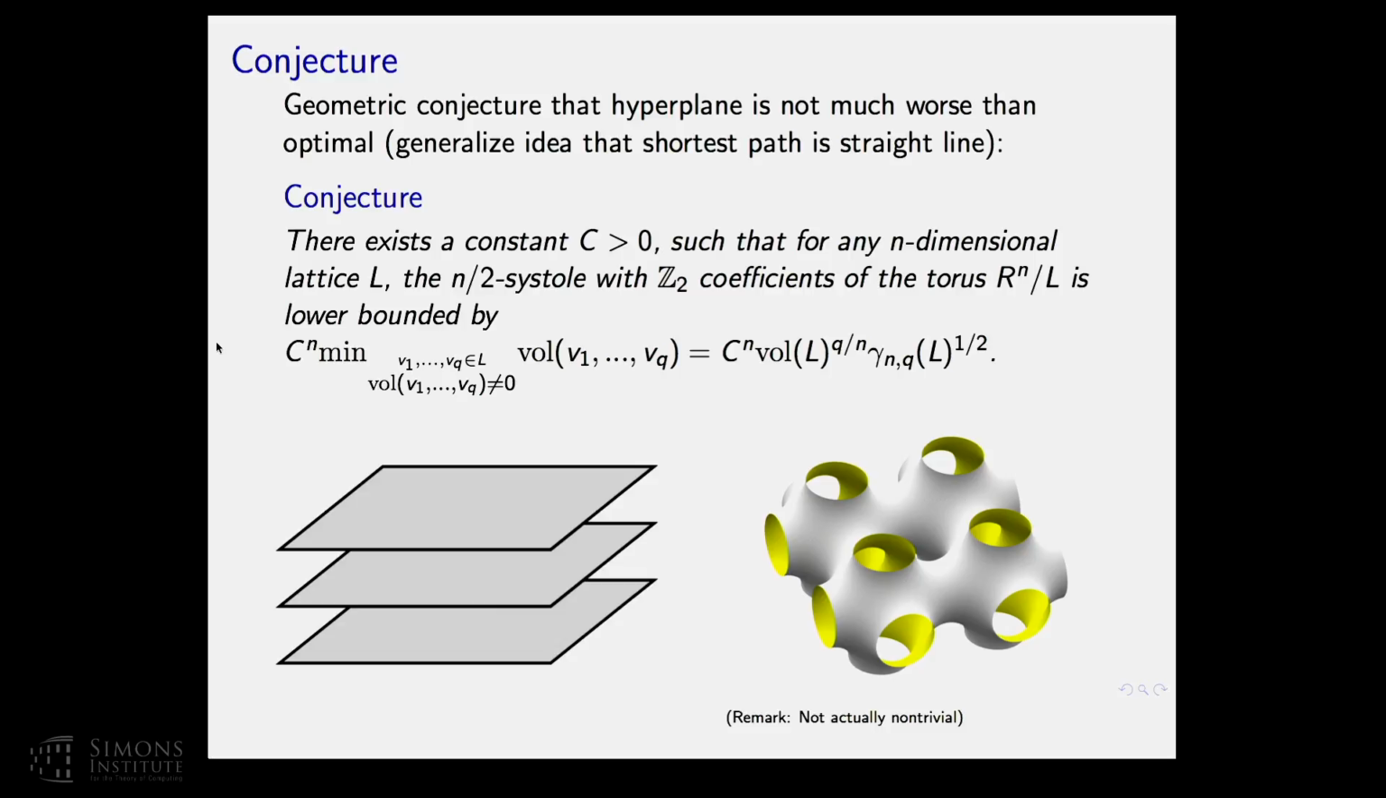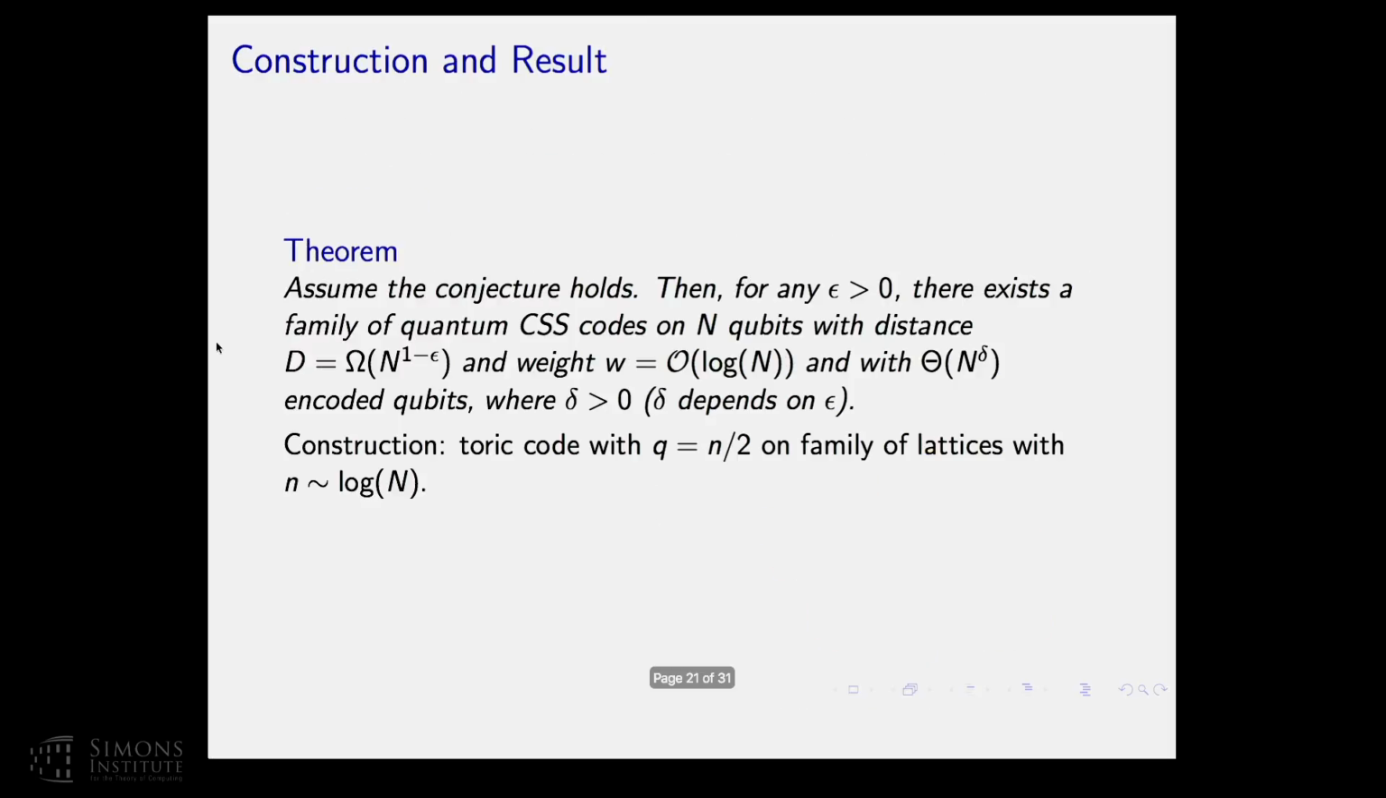But this just gives the idea: is there some crazy surface along these lines that beats what you can do along these lines when you go to higher dimensions, and beats it by a lot, a super exponential factor? If this conjecture holds, this is the main result in the paper, then you can get almost linear distance. You can get n to the 1 minus epsilon for any epsilon, weight log n, and the construction is a family of toric codes on these lattices.